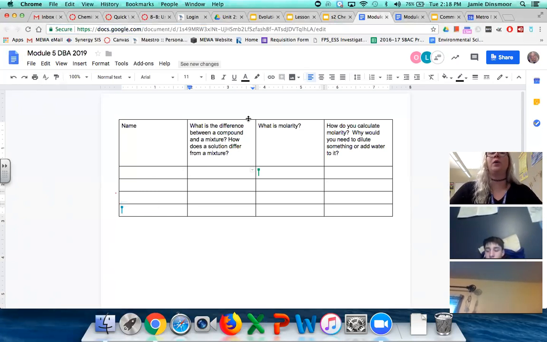So the first question is, what is the difference between a compound and a mixture? How does a solution differ from a mixture? That one's kind of a trick question because really solutions are mixtures, so be able to explain how and why not every mixture is a solution. What is molarity, which I said a million times today, clearly important. And then how do you calculate molarity? Why would you need to dilute something or add water to it? Again, something that we just talked about, hint, hint, ions. So those are the 3 questions for the DBA.